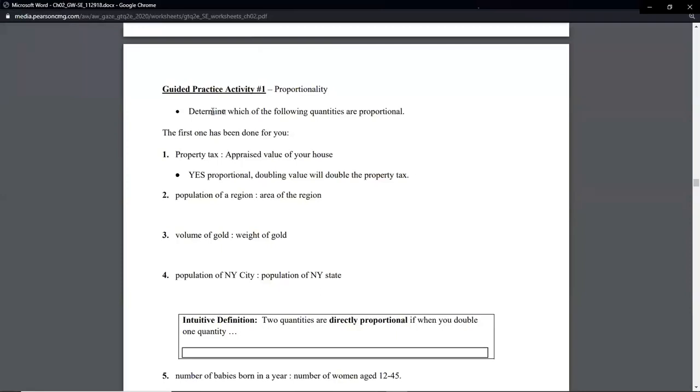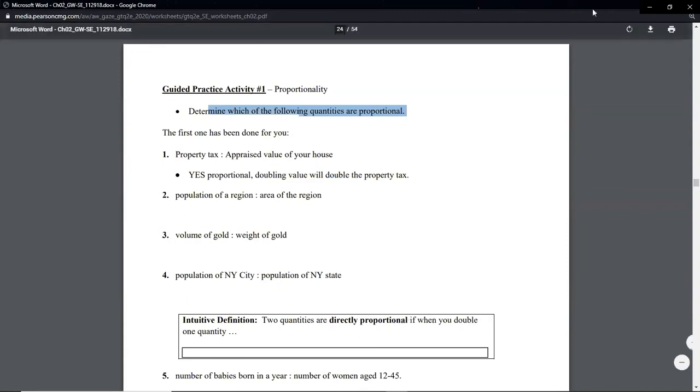Side discussion aside, determine which of the following quantities are proportional. Now this down here, this intuitive definition, I'm not going to make that a question for someone to answer. Two quantities are directly proportional if when you double one quantity, the answer to that was literally just in the notes on the other screen. If you double one quantity, the other must double as well. That's what it means for two things to be proportional.